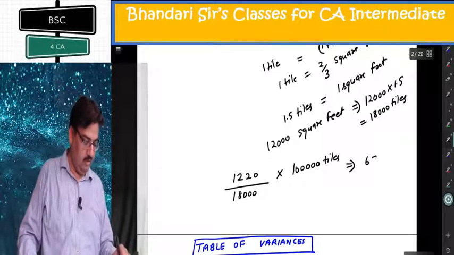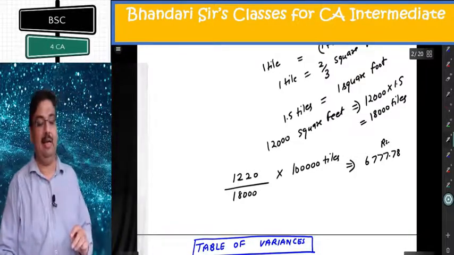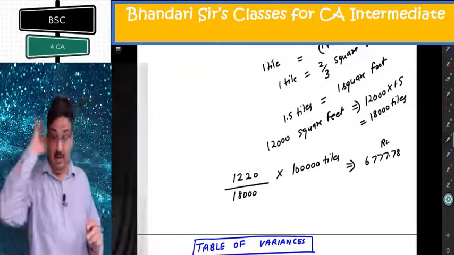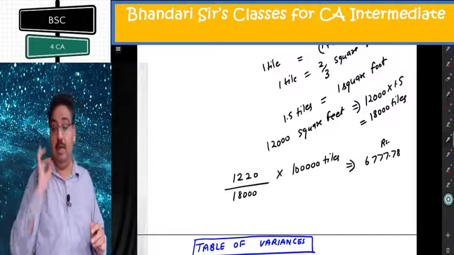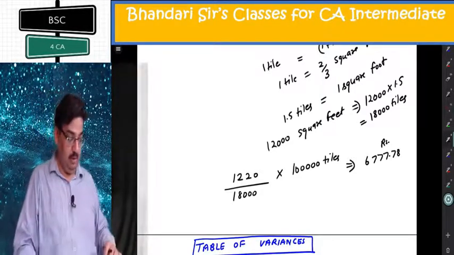So it is 6777.78. Keep it correct till paisa. That is recommended. Do not approximate to rupees unless the question says otherwise. So this is what I am getting. Let's put it in the table.